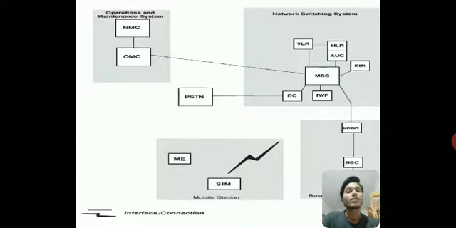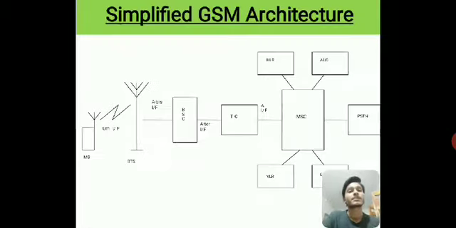This figure shows connections of GSM. Simplified GSM architecture. This is the simplification of GSM architecture. The MS signal goes into the BTS and the BTS signal goes into the BSC. This figure is the GSM architecture simplification.